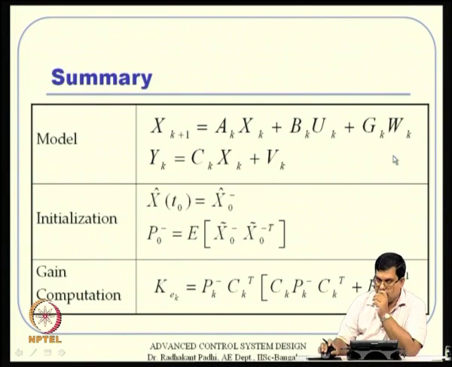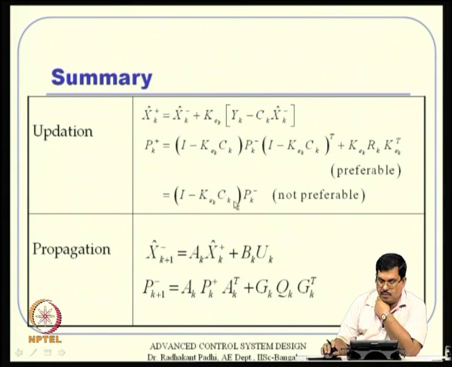Okay, so what is the summary? The problem is like this. I have a discrete time formulation where xk plus 1 is like this, yk is like that, where wk and vk are uncorrelated, white noise, zero mean, and orthogonal to the state vector. Then we start this process by initializing these two. We initialize the estimated value of the state as well as a guess value for the error covariance matrix. Then the gain computation can be done this way, where Pk minus can be computed using this propagation equation.